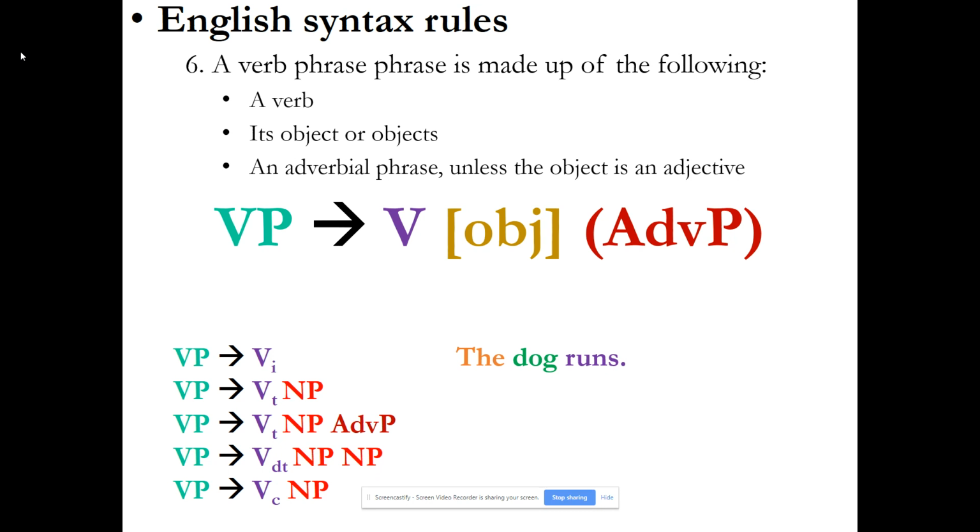So, a verb phrase can be made up of an intransitive verb. And so you can see, the dog runs. The runs does not have an object. So runs by itself is the intransitive verb, and that's a verb phrase. You can also have a transitive verb plus its object, which is a noun phrase. The dog eats treats. The treats by itself is one noun, which is a noun phrase. And then what does it eat? It eats the treats, or it eats treats. So, eats, transitive verb, noun phrase.